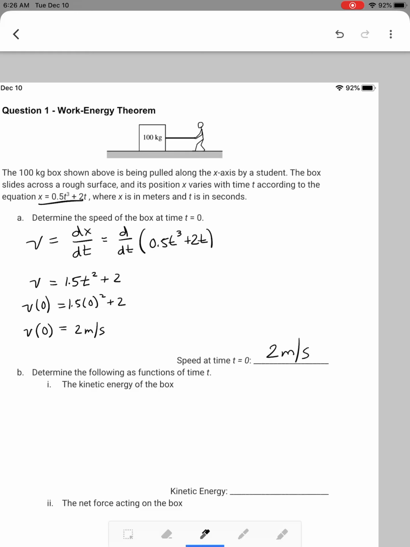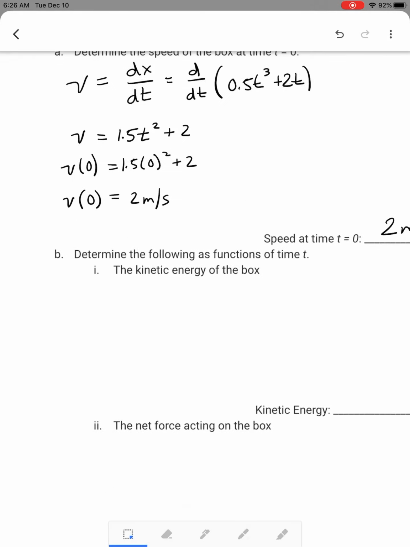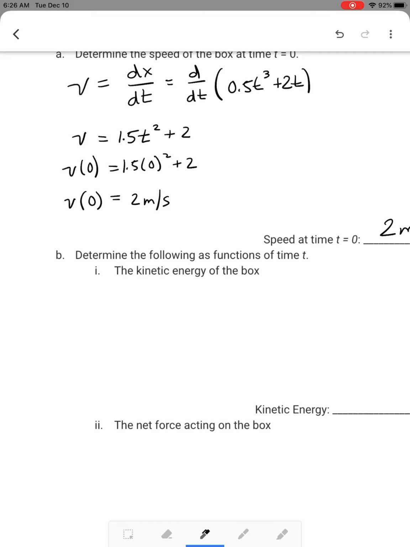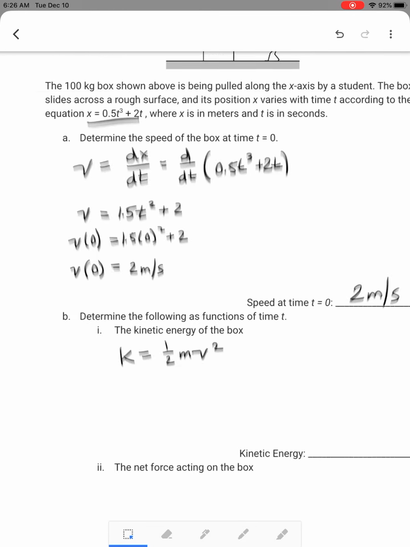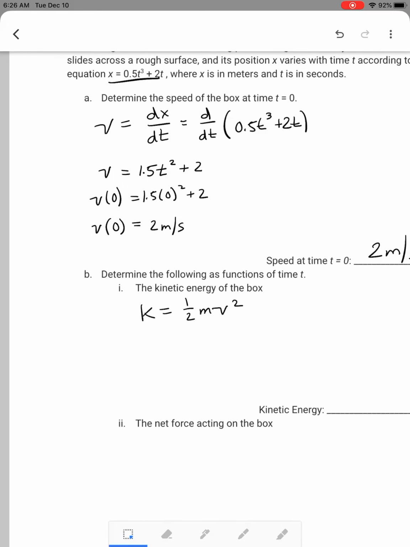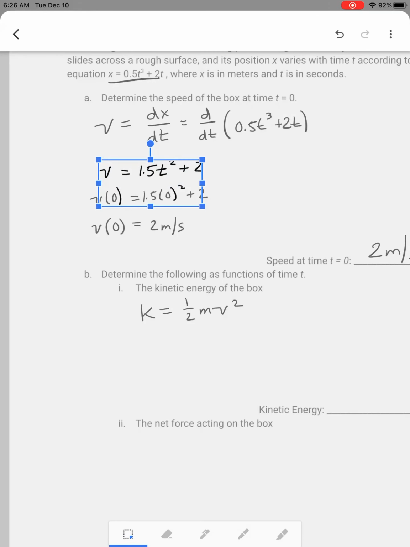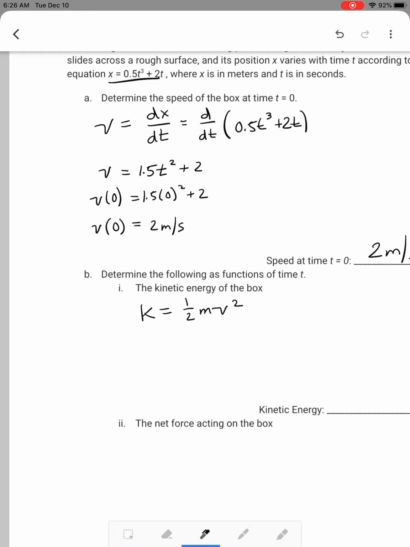All right. Now we need to determine the following as functions of time t. So the kinetic energy of the box. Well, here's what we know. We know that kinetic energy is equal to 1/2 mv squared. Well, we're given a mass in the problem. So in the problem, it says the mass is 100 kilograms, and then we just got a function for velocity right here. So let's just plug those things in.